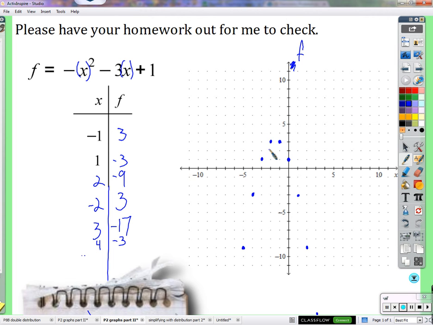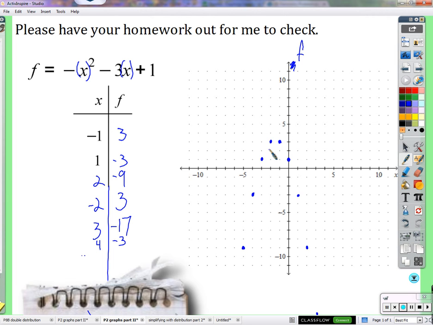I'll say that one more time. When we connect these points, however we decide we're going to connect them, we're making a guess. What are we guessing at? The points that we haven't plotted yet. Yeah. Okay. And the points that would be really tedious to plot.